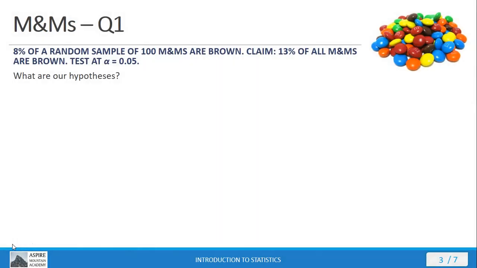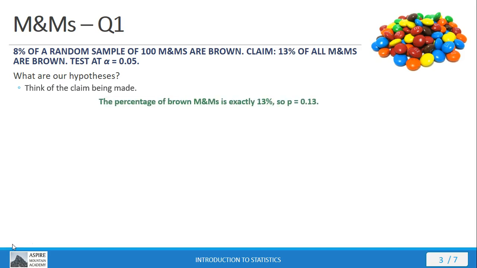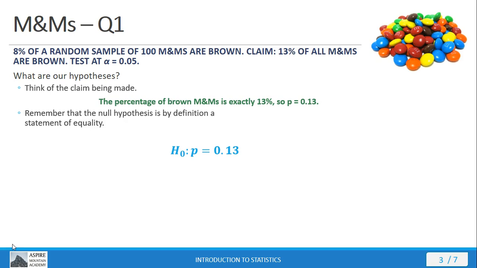First up, the hypotheses. To get the null and alternative hypotheses, the first thing we want to do is think about the claim that's being made. Here the claim is that the percentage of brown M&Ms is exactly 13%. So proportion equals 0.13. Then the null hypothesis, as always, by definition, is a statement of equality. So all the equality goes with the null hypothesis. But this was the actual claim that was being made.